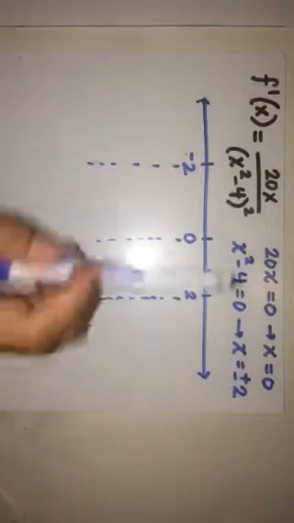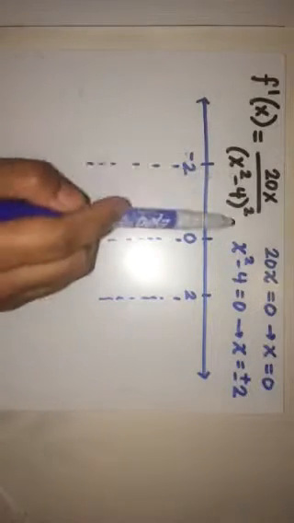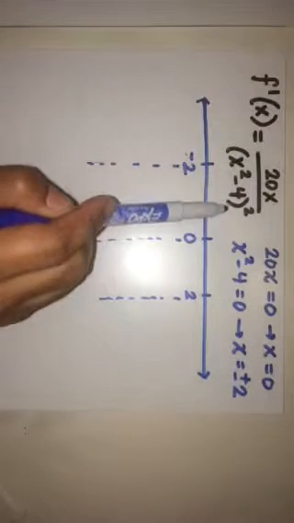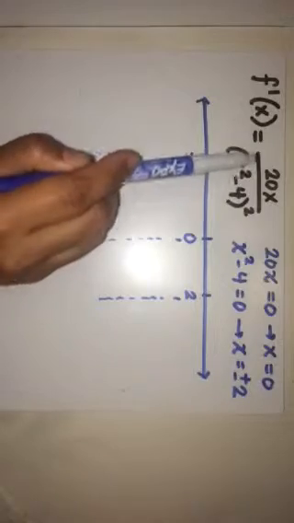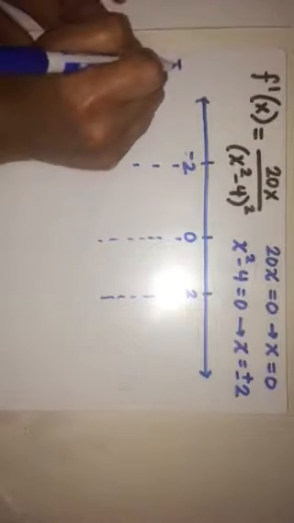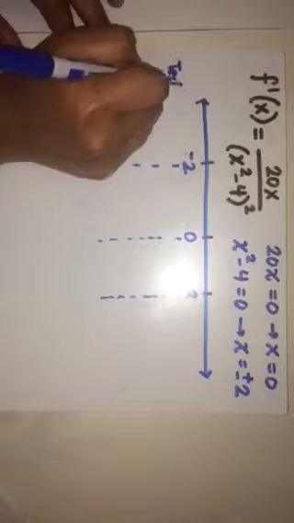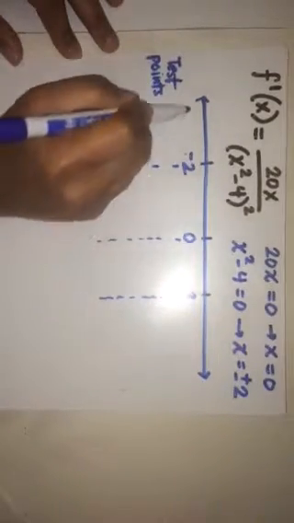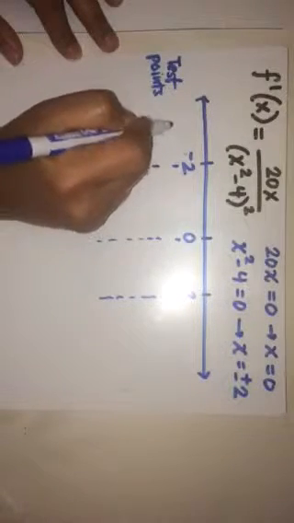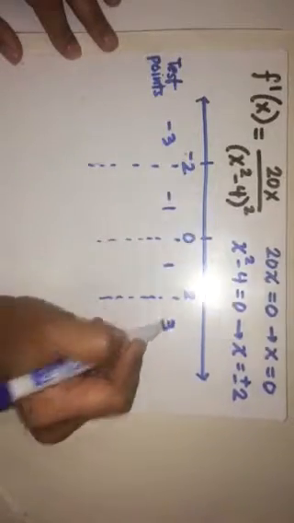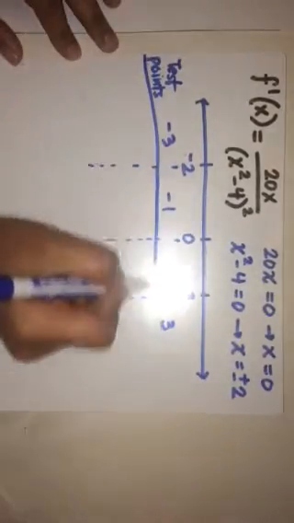Now since the denominator of the first derivative is squared, the denominator will always come out as positive. So the only part of the first derivative that I need to test would be 20x. So first I will be choosing my test points in each interval. From -infinity to -2, I'll be using -3. Here I'll be using -1, 1, and 3. So those are my test points.